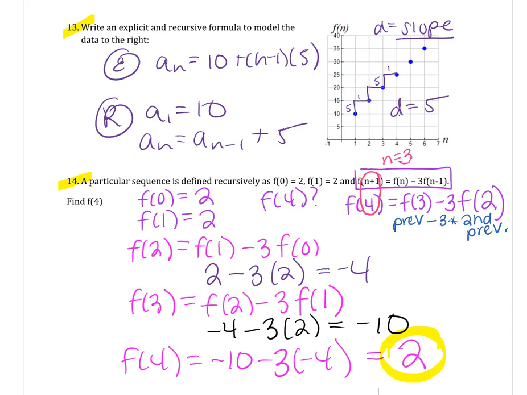Now, this is a recursive sequence, because in order to figure out the fourth term, I had to figure out all the terms before it. So that's the difference between recursive and explicit. Explicit formulas allow you to figure out whatever value you want just by plugging in a value for n. So in the example in 13, if I want the 100th term, no problem. Just plug 100 in for n. But if you're going based on a recursive model like 14, I am not going to know f of 100 without figuring out f of 99 and f of 98 first. So recursive can be very tedious.